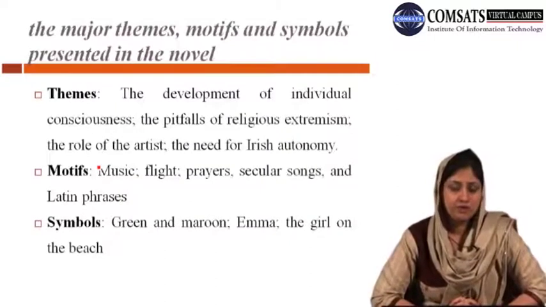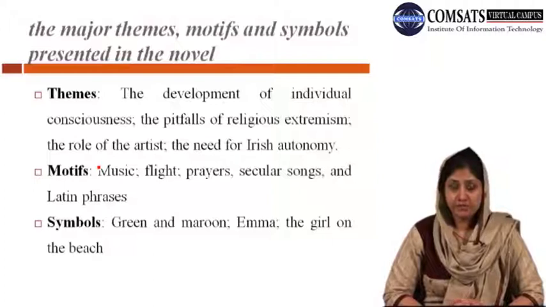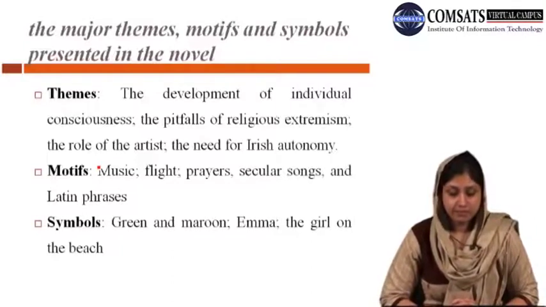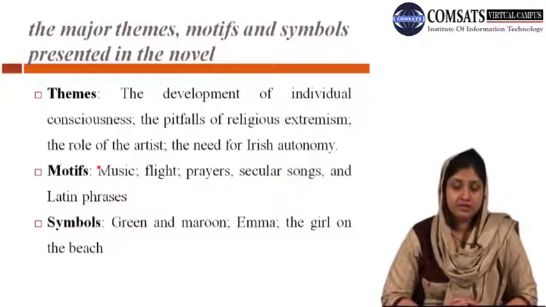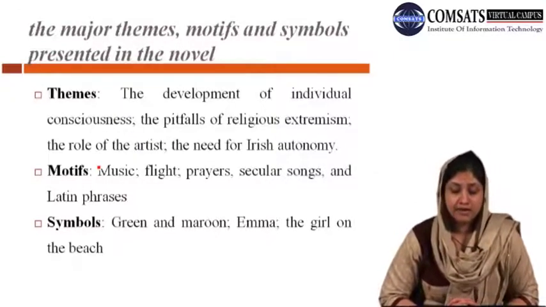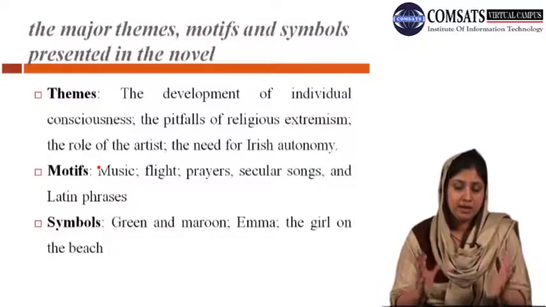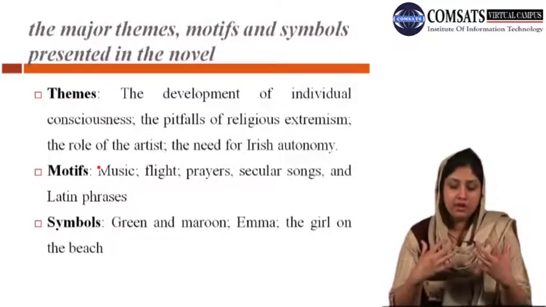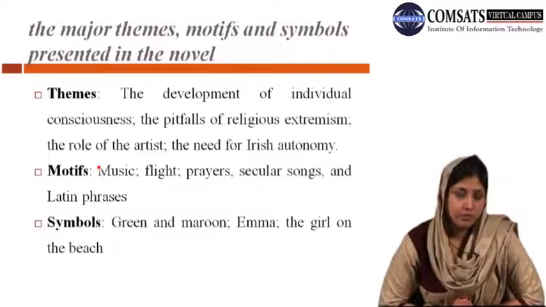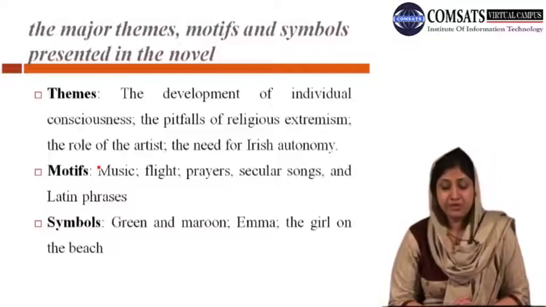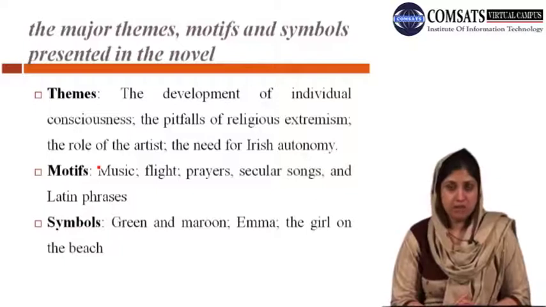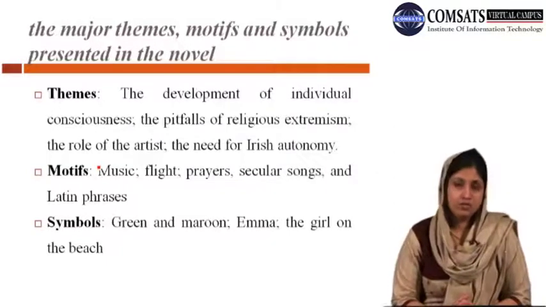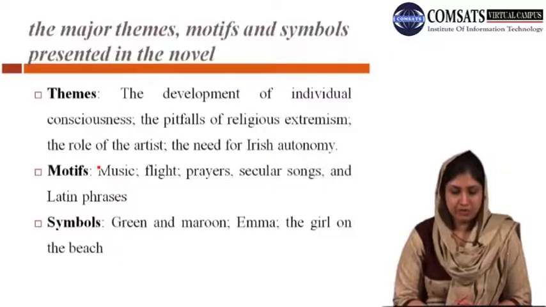The major themes of the novel involve the development of individual consciousness that we also find in Virginia's novel, the pitfalls of religious extremism, the role of the artist, again Virginia's theme, and the need for Irish autonomy. However, the use of religious themes and patriotism stands more prominently with James Joyce. Now, as far as motifs and symbols are concerned, music, flight, prayers, secular songs, and Latin phrases are the motifs mostly used by James. And green and maroon, the symbolic colors, and Emma, the girl on the beach, are the symbolic references that the writer uses in A Portrait.